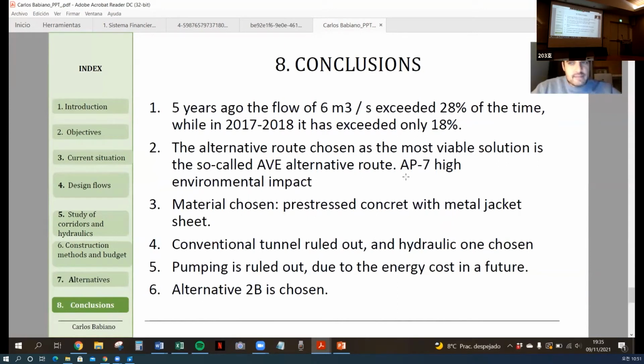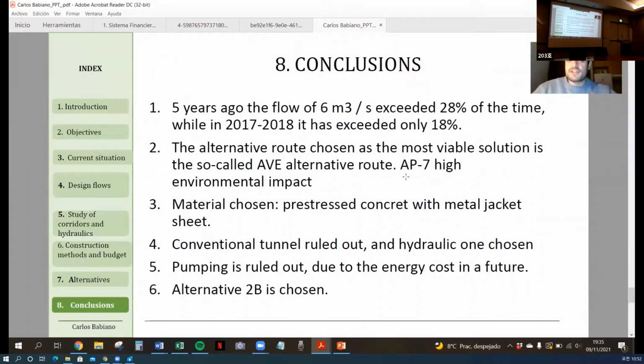We didn't consider the AB7 because it has a high environmental impact. The material chosen was the prestressed concrete with metal jacket sheet. It's very resistant, and this prestressed concrete is good because, first of all, we have to build a long pipe, and it's much better to do it prestressed. Also because of the pressures that it has to save. It has to save all the length.